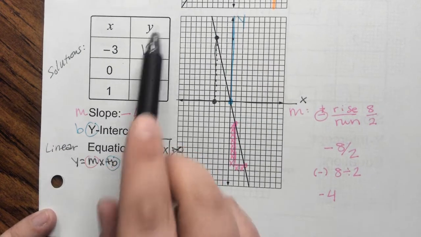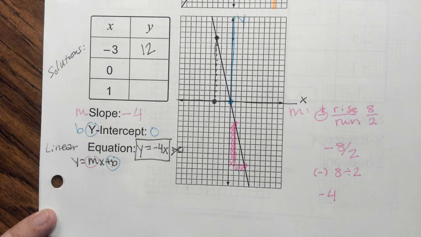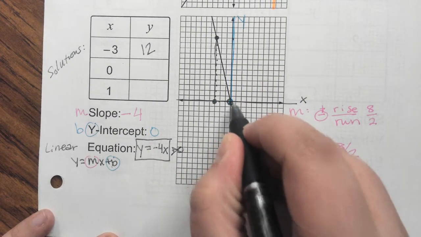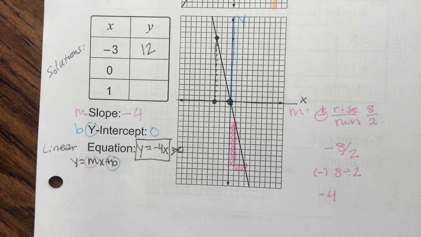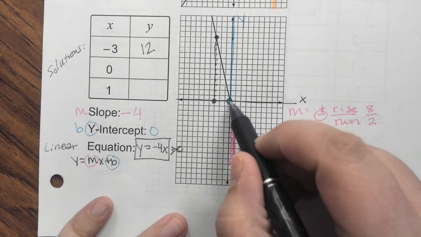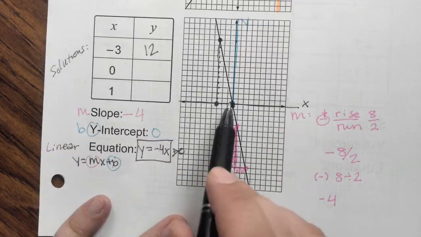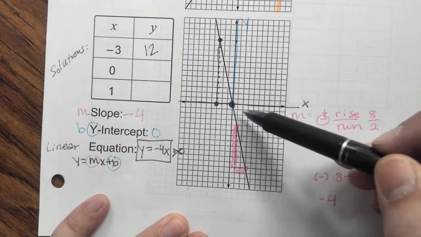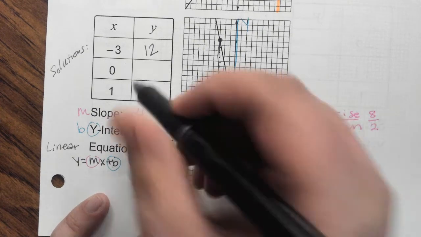Now I want the y value when x is 0. When x is 0, we're right here. And give me 1 second. Sorry, there was a knock at the door. So here is x equals 0, and we're already on the line, so the y value is also 0.